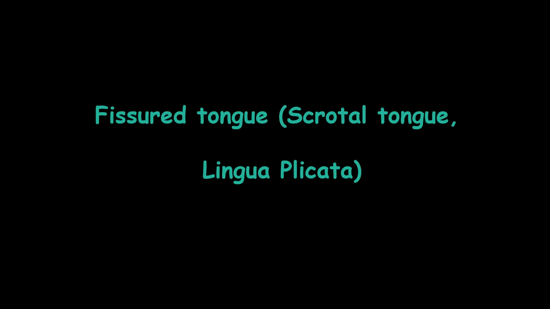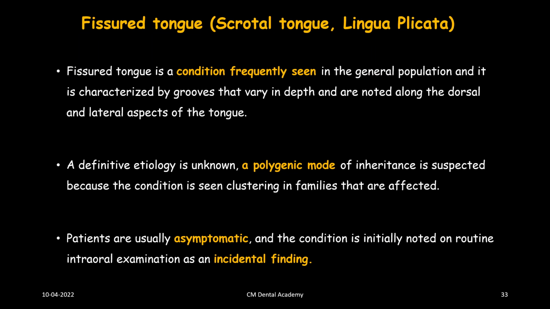Fissured tongue. It is also called scrotal tongue, or lingua plicata. A condition frequently seen in the general population. It is characterized by grooves that vary in depth and are noted along the dorsal and lateral aspects of the tongue. A definitive etiology is not known, but a polygenic mode of inheritance is suspected.